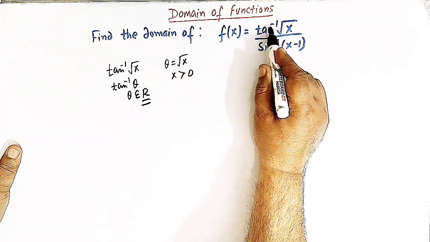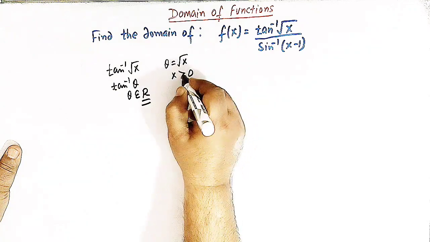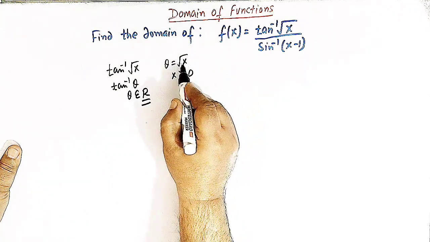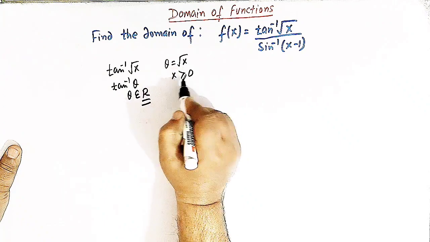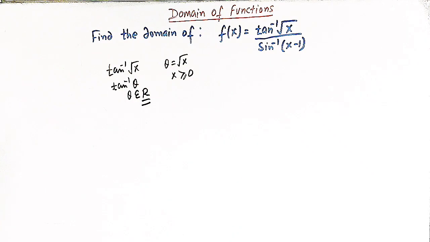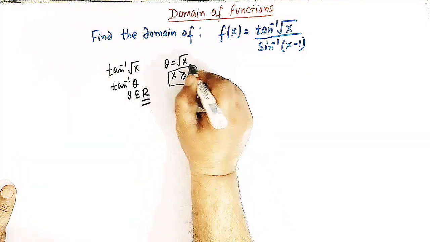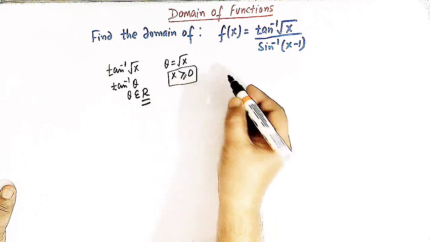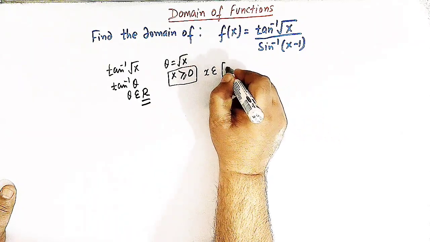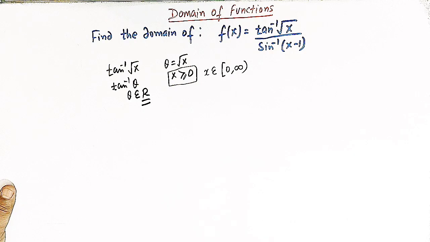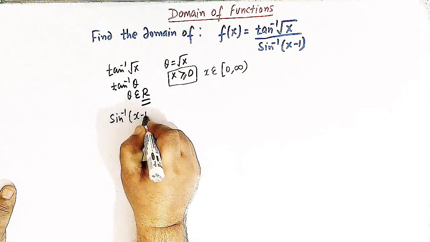So here the domain of tan inverse square root of x is x greater than or equal to 0, right? So here x can take all the positive real numbers, including x is equal to 0. So the domain of tan inverse square root of x is given by x greater than or equal to 0, which can also be written as x belonging to the set 0 to infinity, right? Okay, now let us come to sine inverse x minus 1.